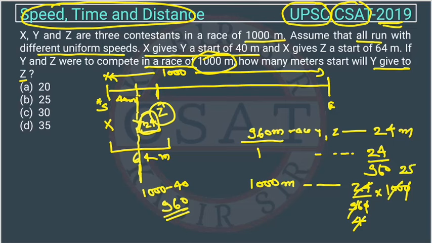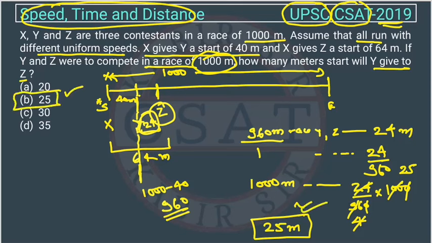It will go 25. So this is 25 meter. So in a 1000 meter race, Y will give Z a start of 25 meter. So this is our answer. So the answer is option B, right? See, the language looks tough, but if you know this concept or if you know the basics of the race, you can solve it very easily. So the answer is option B.